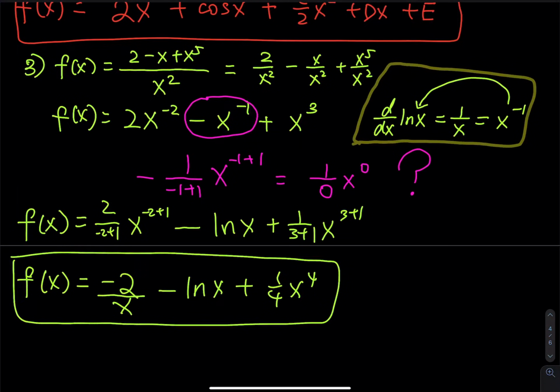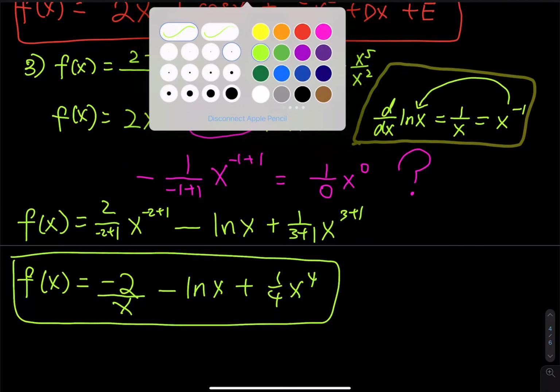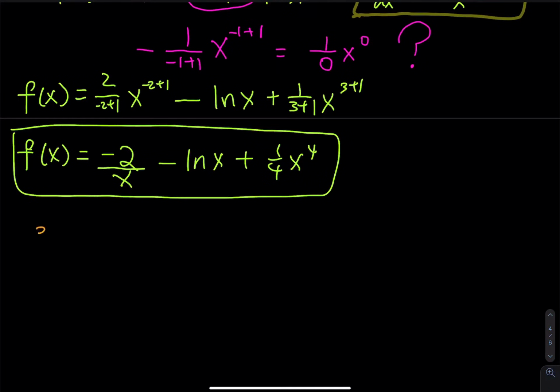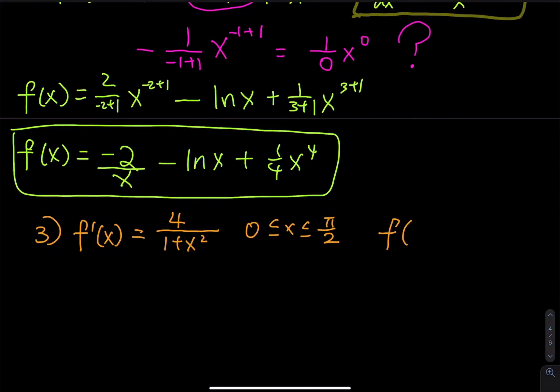If you want to find out what that number 3 is, you can go back to the beginning of the video to find out. So let me switch color. This is the real number 3 of this problem. We have f prime of x equals 4 divided by 1 plus x squared, and then they gave me a domain, right? x is between 0 and pi over 2, and they gave me the initial condition f of 1 is equal to 0. All right, so that means they want me to find the constant c.